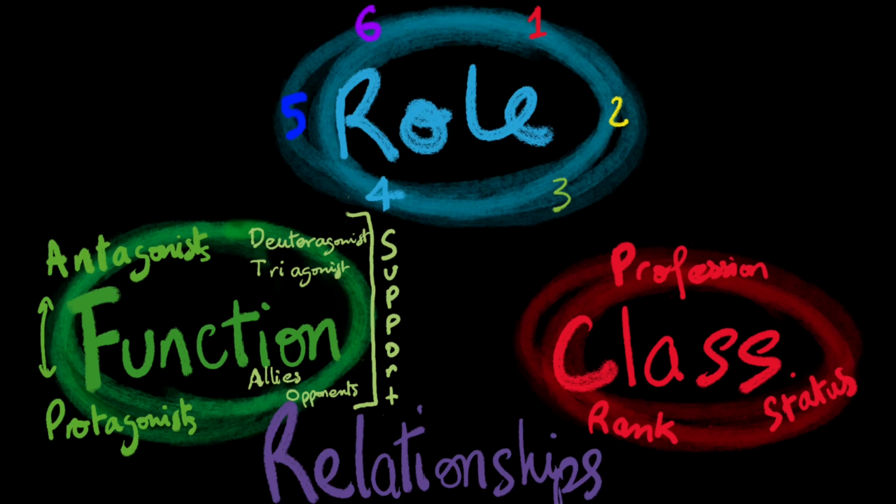Class is a last aspect of relationship. The class is defined by the profession of the character, the status of the character, or the rank of the character. It can be multiple combinations of any of these 3 factors.